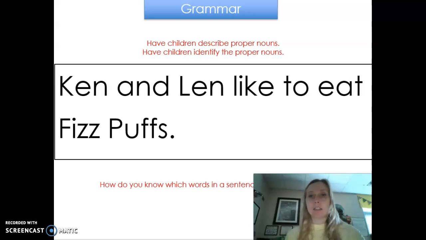Okay, a proper noun has a capital. It's telling us a specific name, a specific place. A common noun is just common. It could be any school, any neighborhood. So let's read this and find the proper nouns.